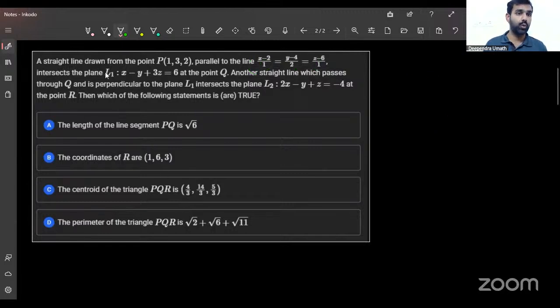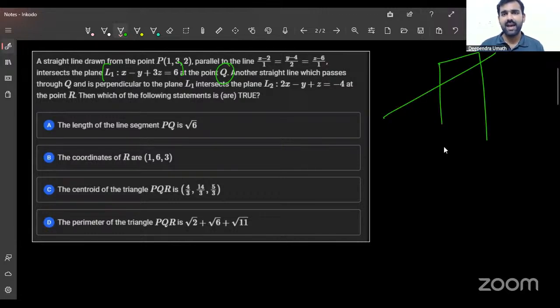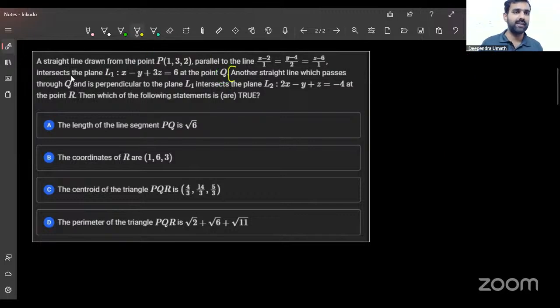Then what I am told next, it intersects a plane at a point Q. So there is this line and it is intersecting a certain plane at a certain point. Let's say that point is Q. We can very easily find this point Q. I'll tell you how, but before that, let's go through the whole question first. Then another straight line passes through Q. What was that point Q? That was the point of intersection of this line which was passing through P and this plane. Now from that point Q, another straight line passes and it is perpendicular to the plane L1.